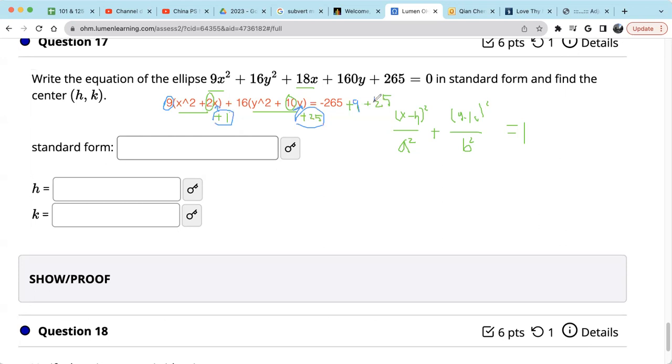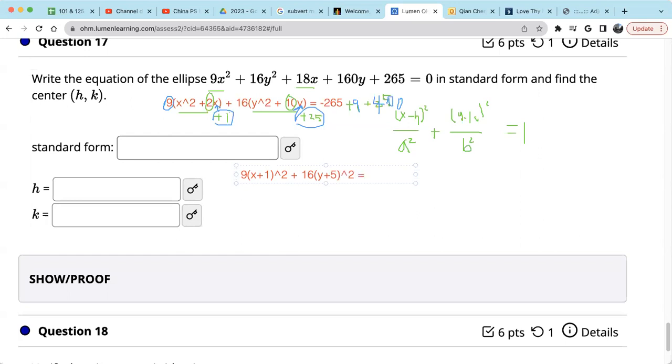So I'm not adding 25 to the other side. I'm adding 400 to the other side. Okay, by doing so, now I have a perfect square. So this is the process of getting a perfect square. So I get x plus 1 squared, then plus 16 parentheses y plus 5 squared.